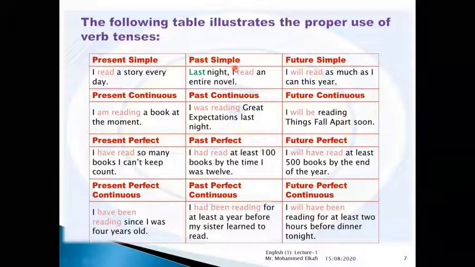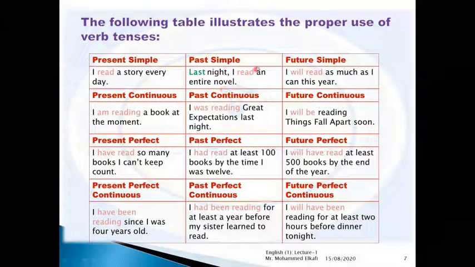So here we should think of the rule of ed, and we call the past simple generally the rule of ed. We add ed to the verbs which are regular. For irregular verbs, we have some different forms. And here we think of read as an irregular verb because it doesn't accept ed in the past form. So let's think of our example here: Last night, I read an entire novel.